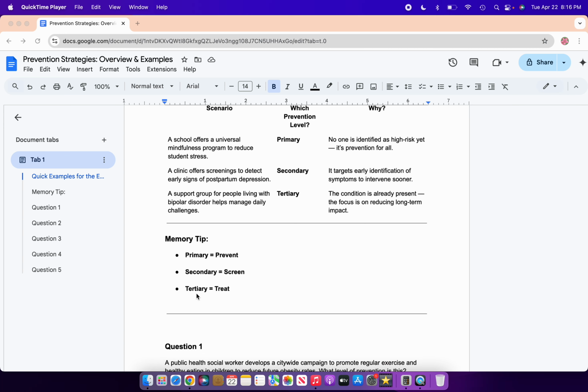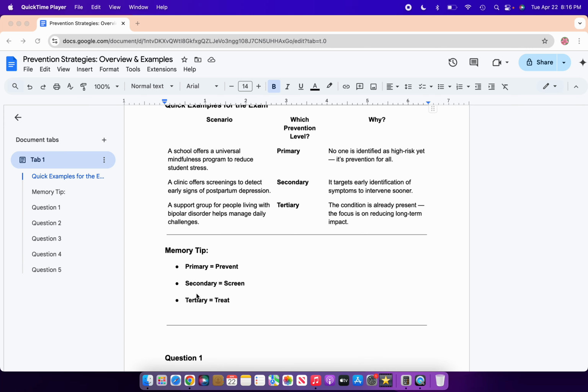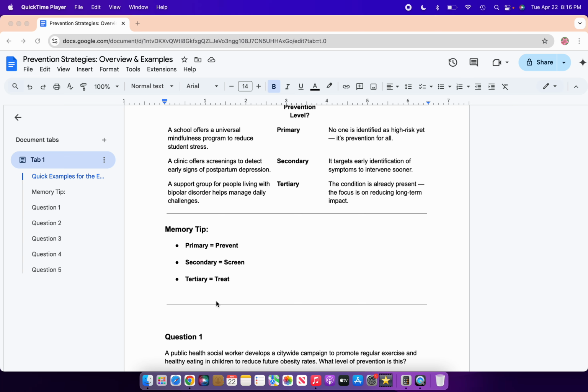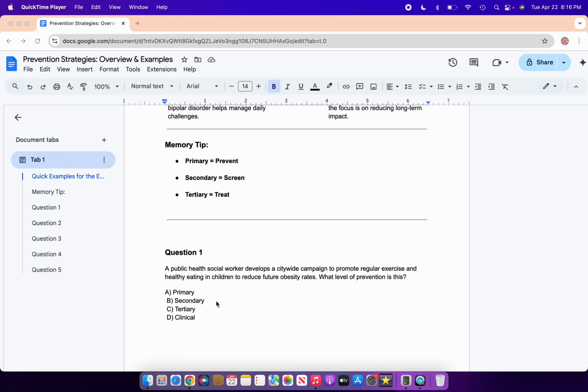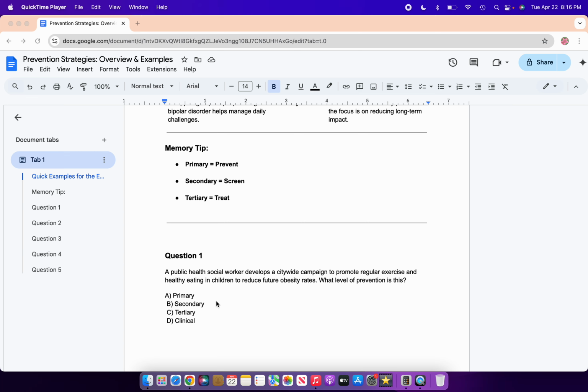So here is a memory tip. Primary, prevent. Secondary, screen. Tertiary, treat, right? If you can remember that, I think it'll be really easy to kind of move through these questions. So primary, prevent. Secondary, screen. Tertiary, treat. Let's get into these practice problems.